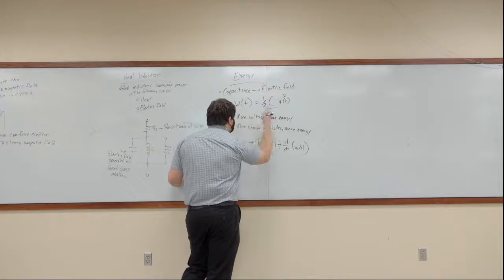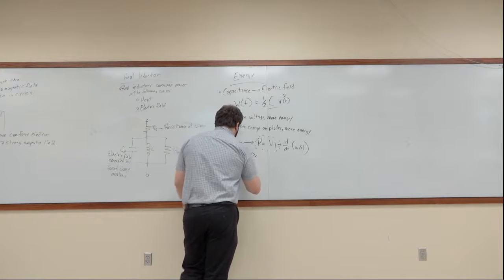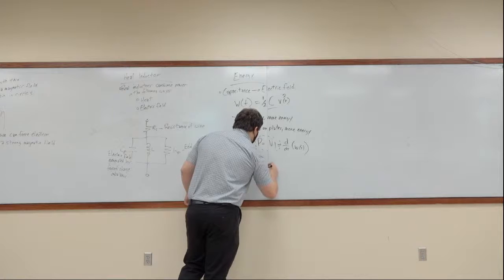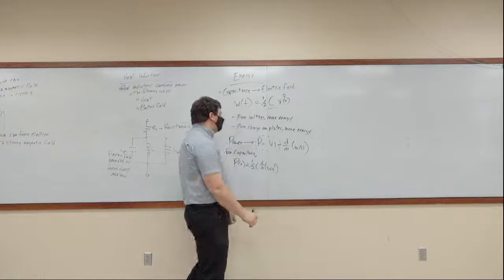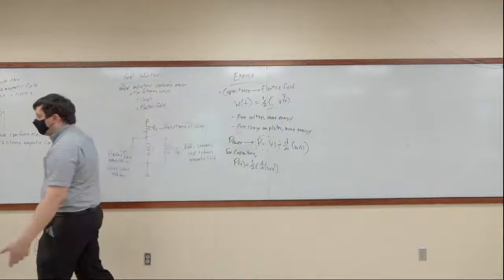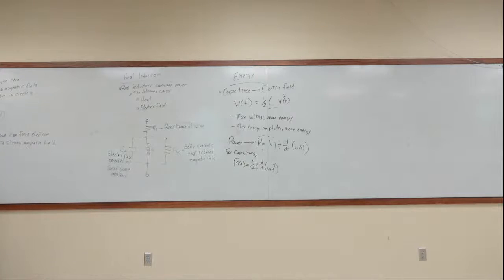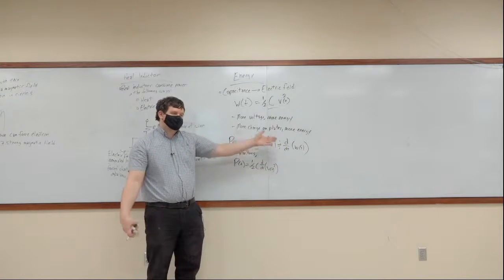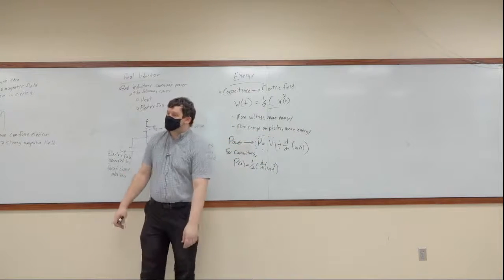So what you can do is you can take the time derivative of this equation, the power as a function of time is equal to 1/2 C times the derivative of v of t squared. Okay? If v of t is constant, you have no power being consumed by the device, quite frankly. Which you can also see by looking at this, because if v is constant, you have no current. So it's two different ways of looking at the same problem.